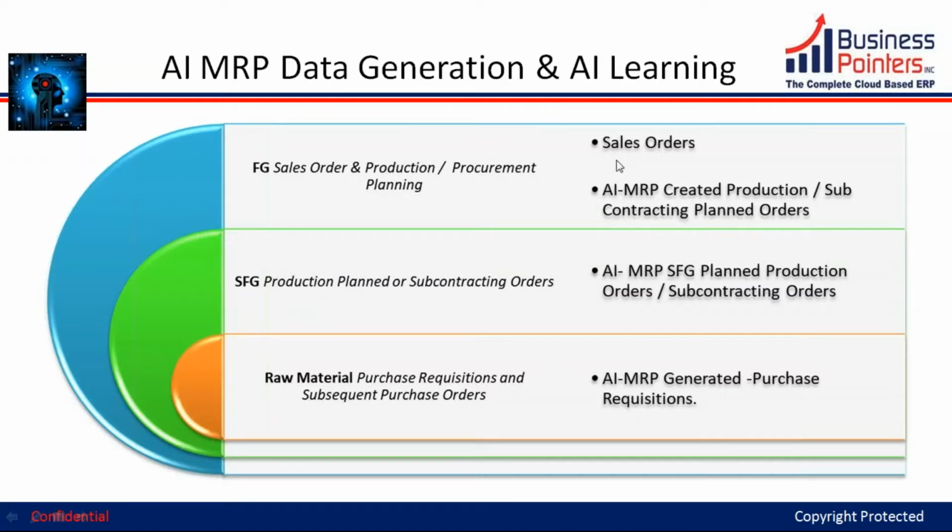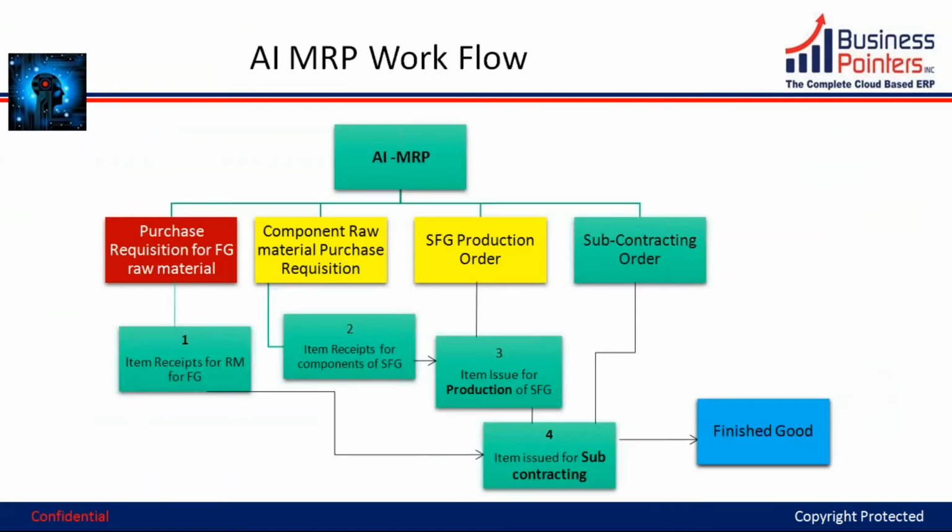So with the help of material requirement planning, these are the documents that come into the picture, which is the sales order, automatic creation of production and planned subcontracting orders for the production order. And then we have the planned production orders for the semi-finished good with the subcontracting orders, and automatic creation of purchase requisitions for raw materials. So when an MRP, or a material requirement planning, is executed, these are the orders which get calculated. This is how an artificial intelligence based MRP workflow would look like.